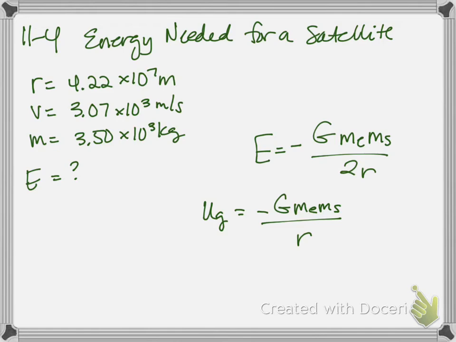So the amount of energy that we have in orbit here, okay, using big G, mass of the Earth, mass of the satellite, and then the radius that it's in orbit, we get a negative 1.65 times 10 to the 10th joules. And I'm going to come back to that in a little bit.